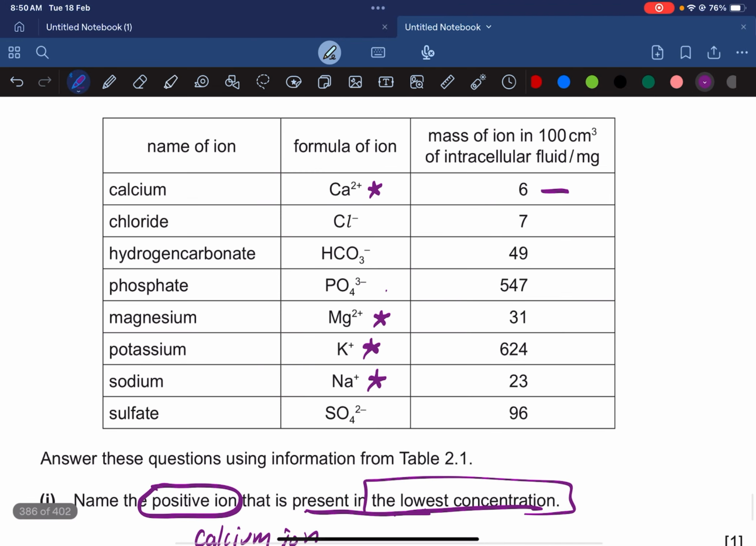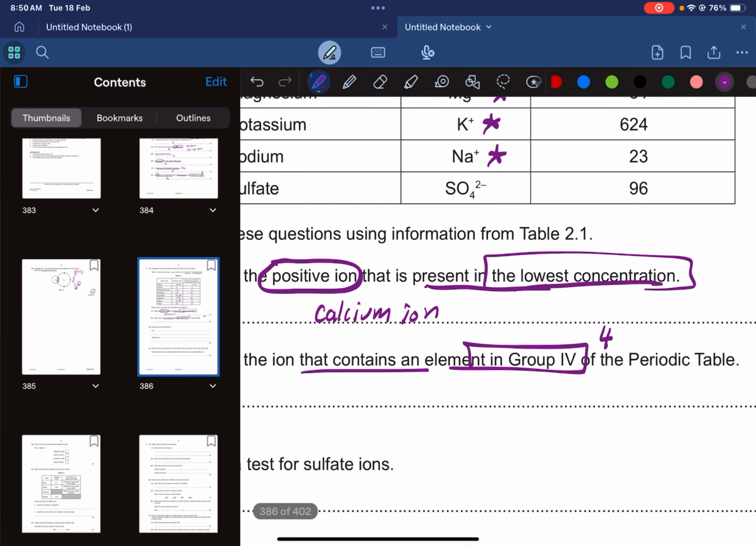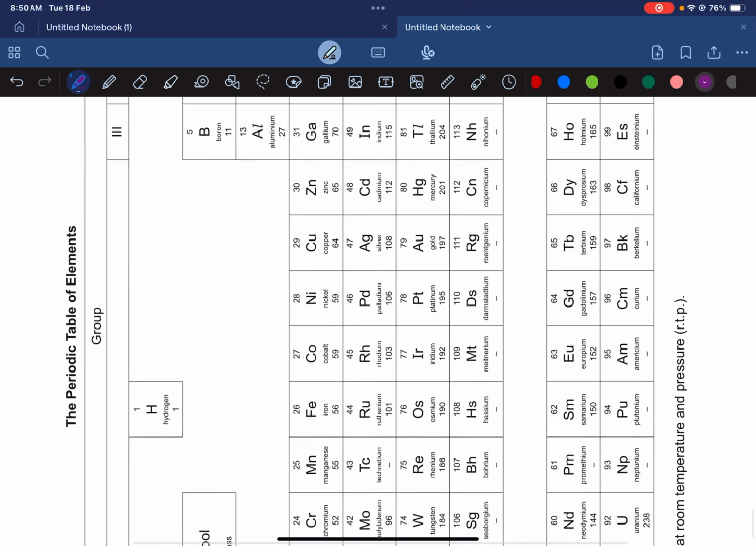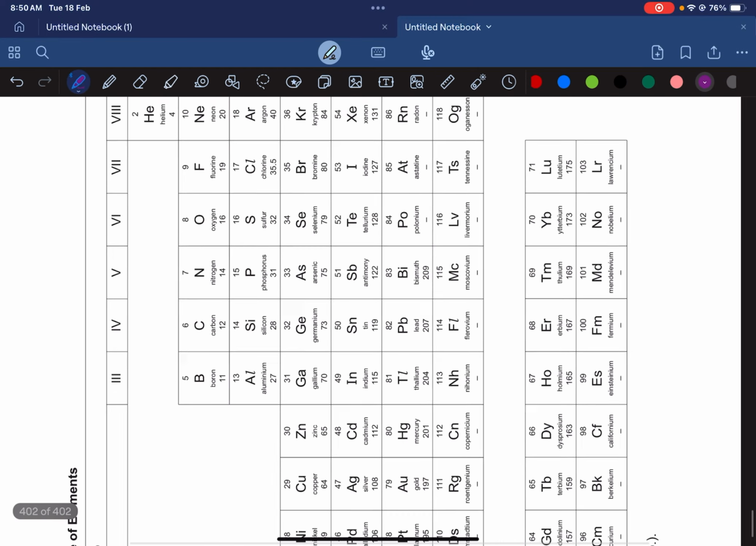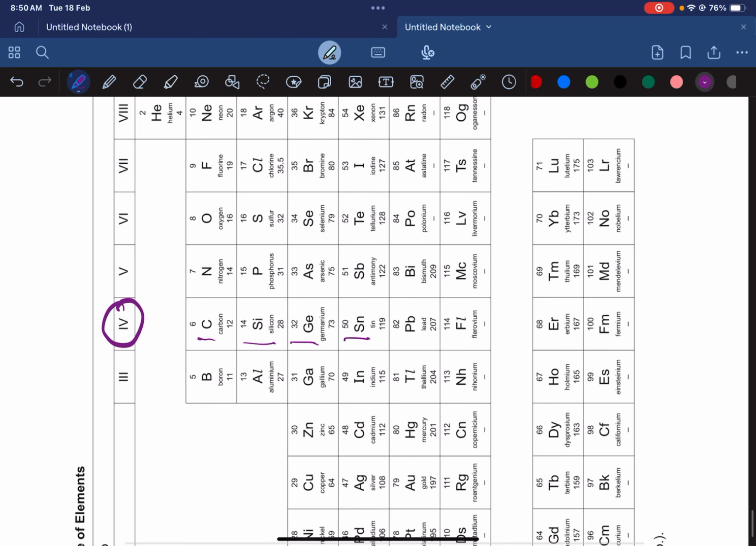Now for group 4, we just go to the periodic table, figure out all the elements that are in group 4, and then on that basis we can identify the ion. Okay, these are the group numbers at the top. This is my group 4. I'll figure out all the atoms. I have carbon, silicon, germanium, tin, lead, and this one is not part of it, so I'll only consider these. We have carbon, silicon, germanium, tin, and lead.